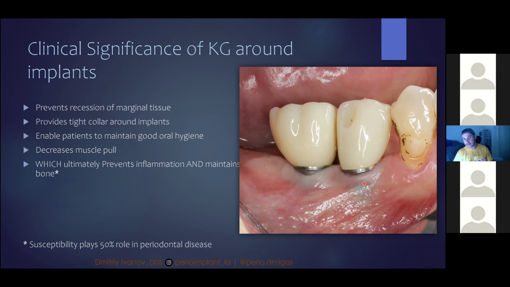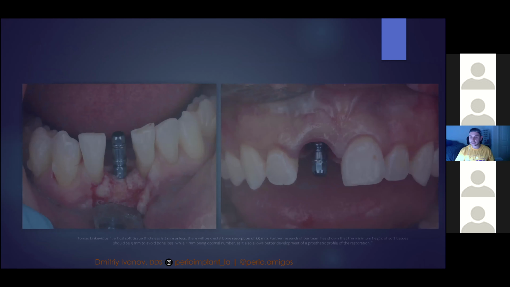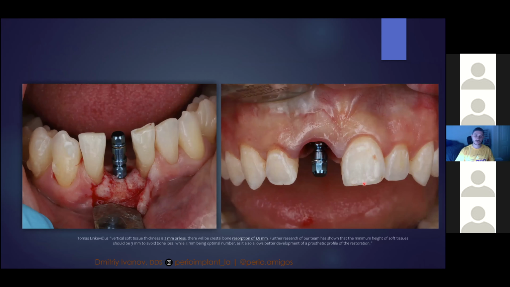It creates a tight collar of tissue surrounding the implant. I always bring an example of a turtleneck to the patients, a really tight tissue that protects anything from going in there. The better the quality of tissue, the better you can brush the tissue, right? It's more comfortable. It decreases the muscle pull, so it deepens the vestibule, and ultimately our goal is to maintain stable, non-receded, no bone loss type of tissue around the implant.